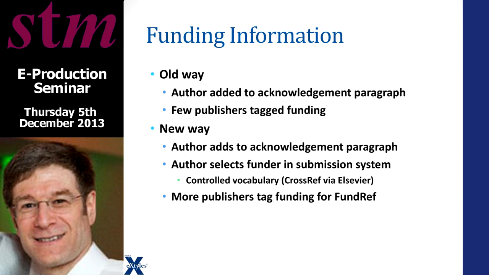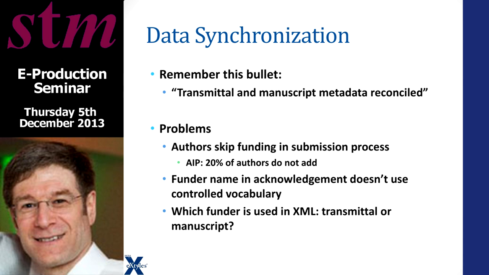Well, remember this bullet. The transmittal and the manuscript metadata have to be reconciled. Well, the first problem here is the 20% of authors who are skipping adding this information when they're doing their submission. The second is that the funder name in the acknowledgement doesn't necessarily use the same name as the controlled vocabulary. So which of the funding information blocks are you going to use, the one from the transmittal or the one from the manuscript?